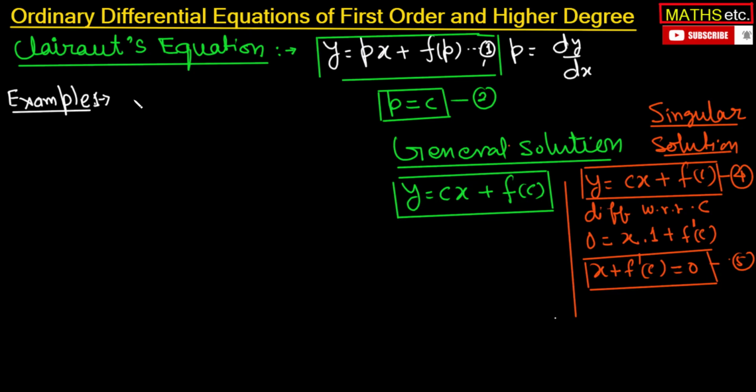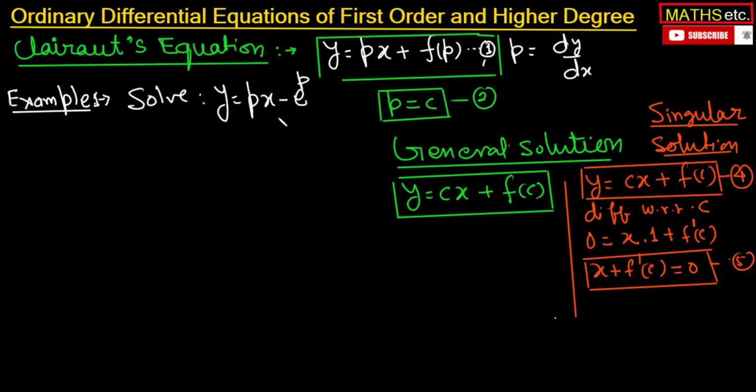So this is our first example, and we have to solve the equation y equals px minus e raised to the power p. Now compare with the general form of Clairaut's equation. We have y equals px minus some function of p. So clearly this is Clairaut's equation. So it will have two solutions. One will be its general solution, and the other one will be the singular solution.